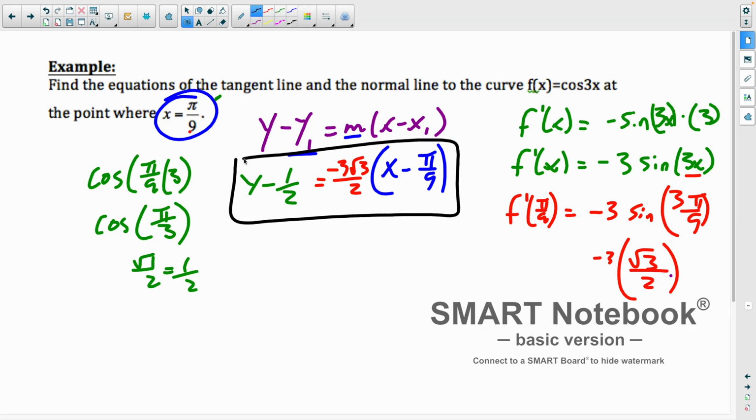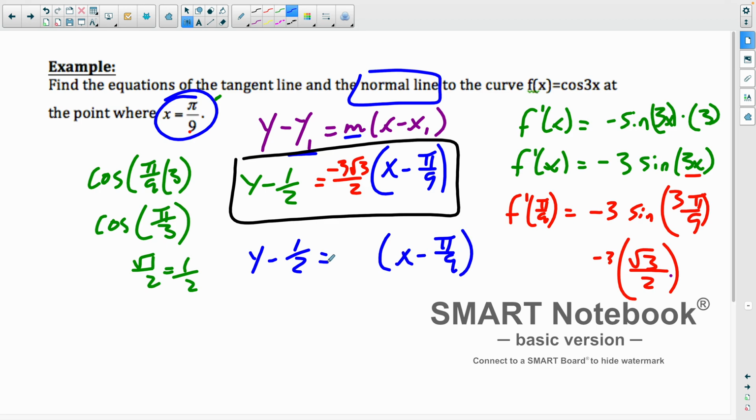All right, and then it asks what is the equation for the normal line. You got to remember the connection there. The point is the same, so I don't have to do anything with the point, but my slope is perpendicular. So if I were to flip it and change it to the positive, then there would be the answer.